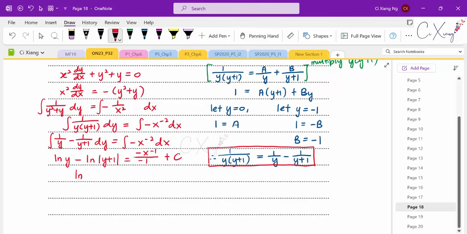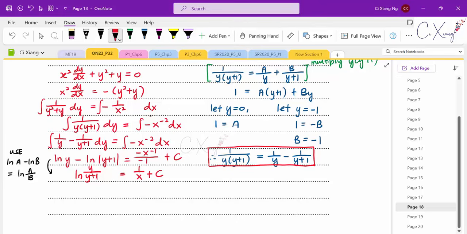Okay, then I simplify my left-hand side here. So ln y minus ln y plus 1. I want to use the property of ln, where if you have ln a minus ln b, you can combine them to become ln a over b. So I'm going to combine my solution here. If I combine them, I'm having ln y divided by y plus 1, then equals to 1 over x, then plus c.